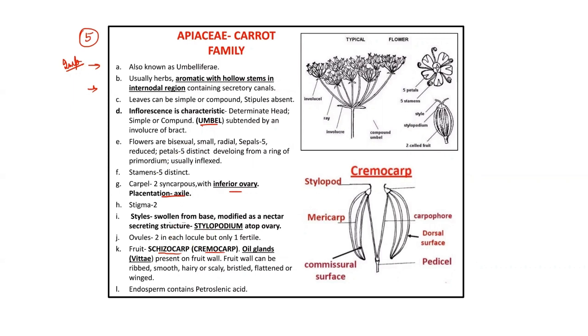The style that is swollen from the base and is modified as a nectar-secreting structure is called as stylopodium. This is also important. I've seen a question in the older papers from here.